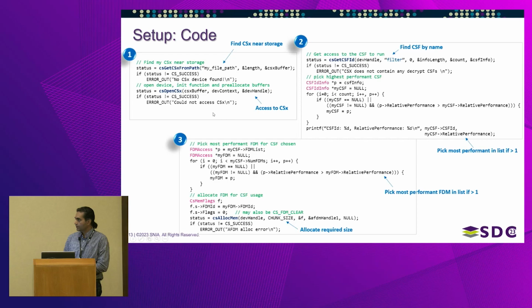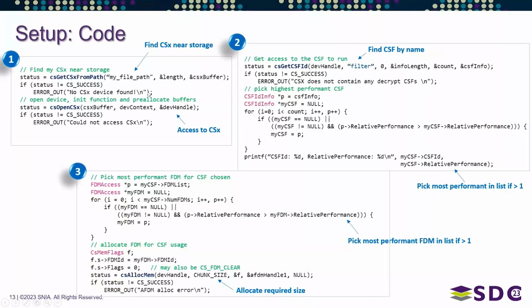Now let's look at that setup code, those 3 steps we walked earlier. So first we have the get CSX from path, which is here. And then you go along and open the CSX. The second one you do is get your CSF, which is get CSF ID. So here we provide the name of the CSF or we provide the global identifier, which again, I think we touched on in the last sessions.